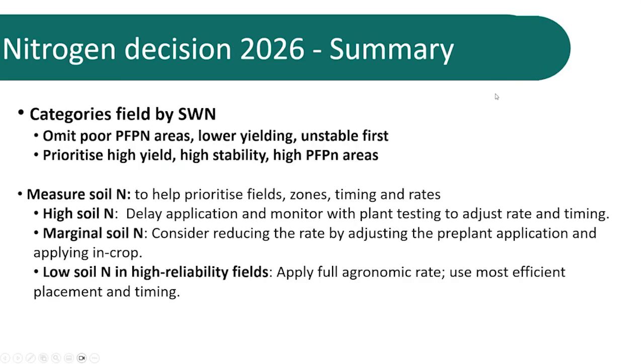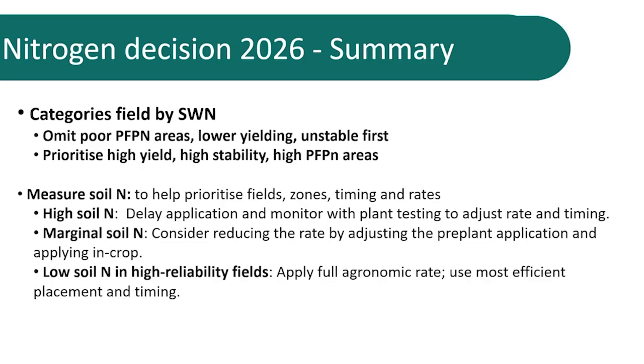How to categorise fields by their soil, water, nitrogen profile. If we've got to start culling paddocks, get rid of the ones with the poor efficiency areas. They're low yielding and they're unstable. Their yield is unstable. It is either permanently lower than the rest, or it's up and down according to factors that you don't understand. They are high risk, and if we don't have enough nitrogen to go around all your paddocks, they're the ones to start. Prioritise high yield, high stability, high efficiency paddocks.